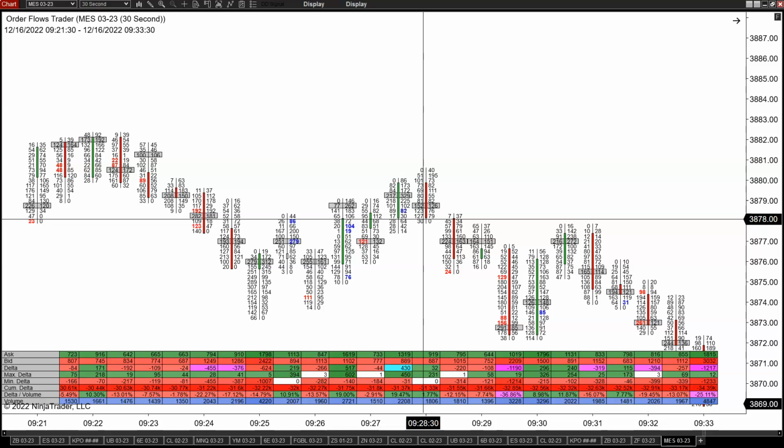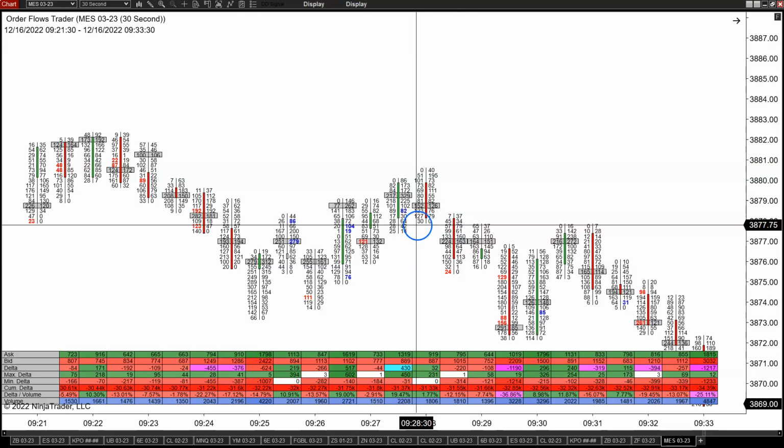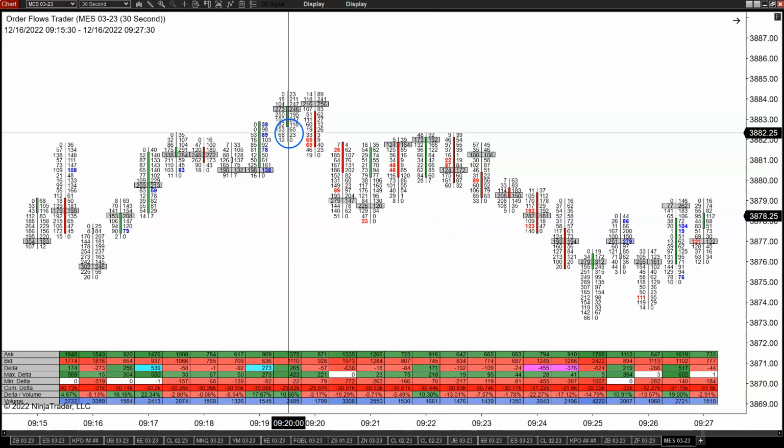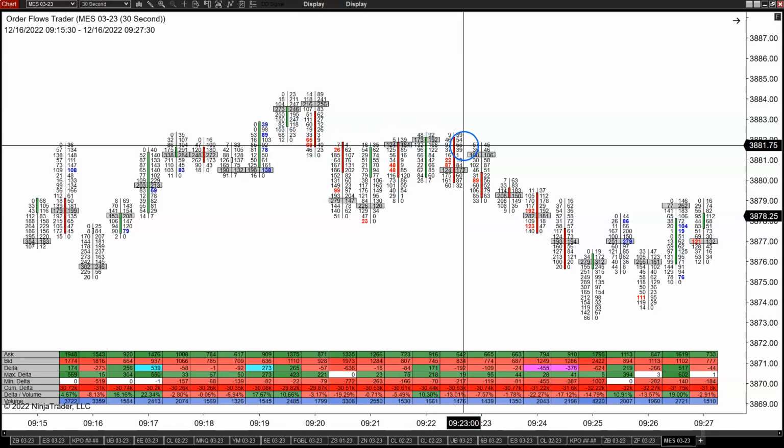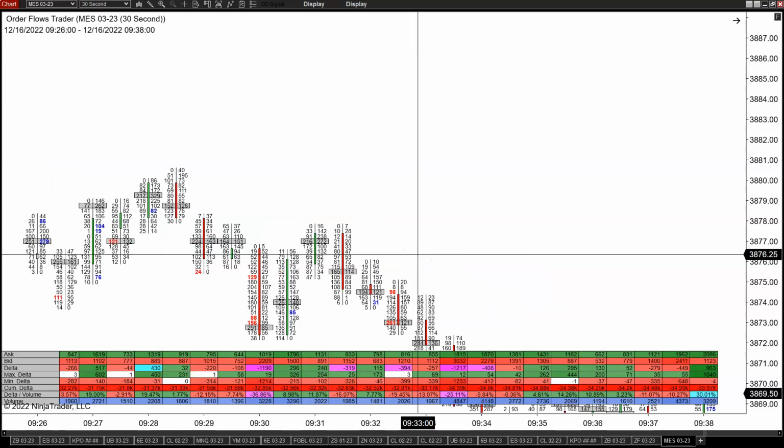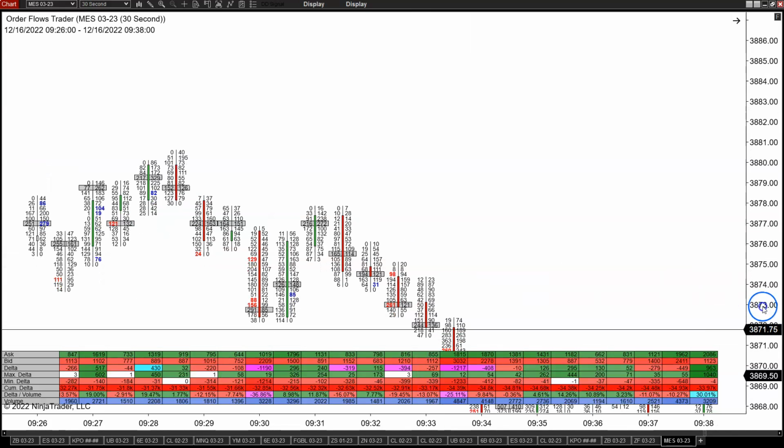Just as you're looking at stacked selling imbalances or multiple selling imbalances, you're looking for the market to fall over quickly. You're not looking for it to go sideways over the next 3 bars, or go sideways over the next 6 bars. You're looking for the move to happen sooner rather than later.